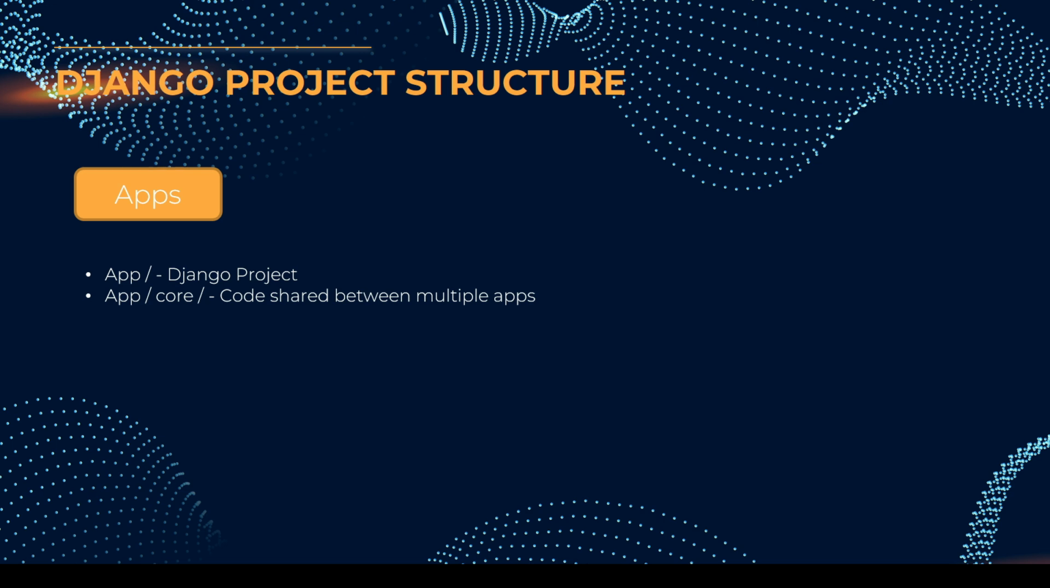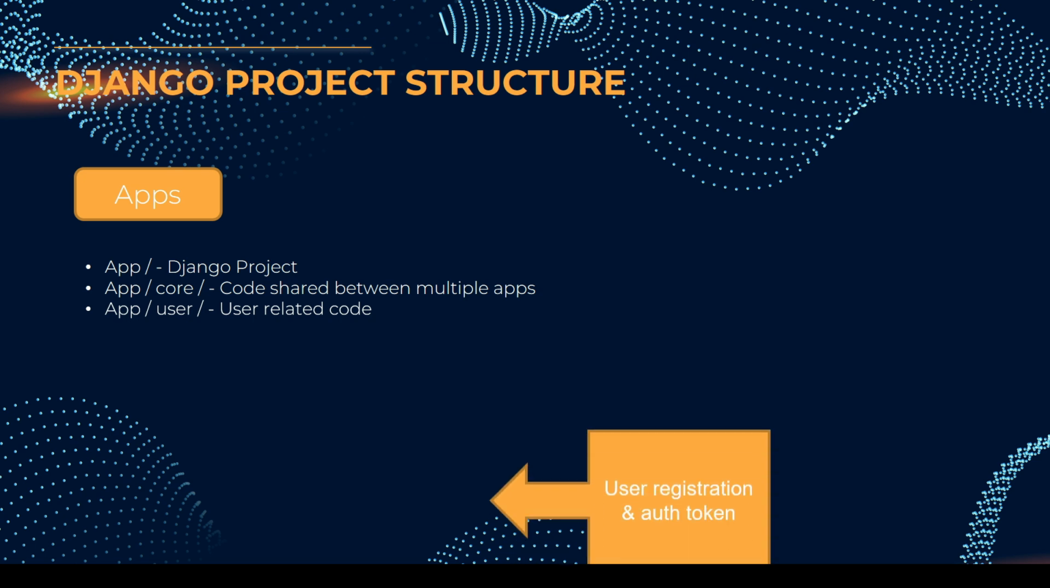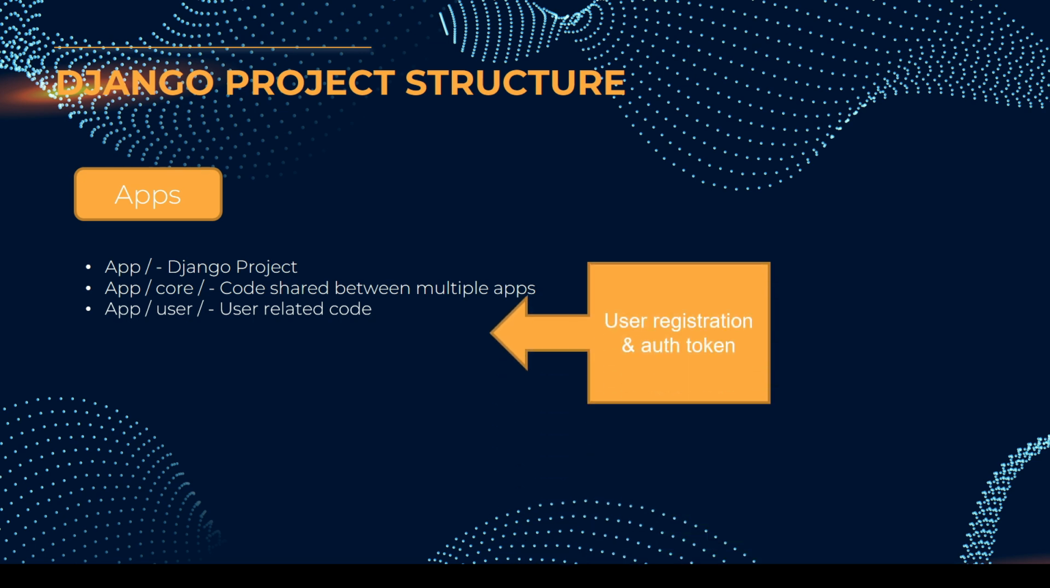The core app is going to be used to handle any shared code that is used between any other app in the project. This will hold things such as our database definition using the Django models. Then we are going to have an app specifically for the user APIs. This will be called user and it will handle things such as the user registration and creating authentication tokens.